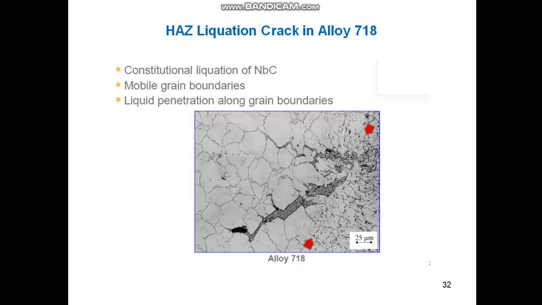Now in this figure you would see HAZ liquefaction cracking in alloy 718. Here it is because of the constitutional liquefaction of niobium carbides. As I mentioned in my previous class, because of NbC constitutional liquefaction, whenever niobium is added as a strengthening element in a precipitation hardening alloy, it also causes cracking issues in the HAZ, known as HAZ liquefaction cracking, and this you would see between these two arrows, right?